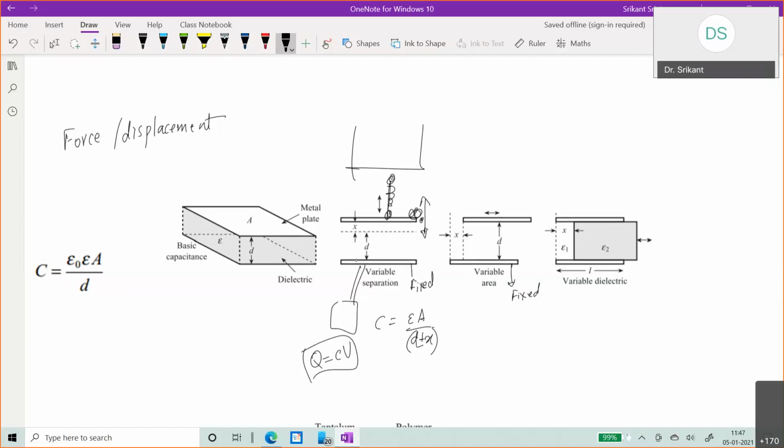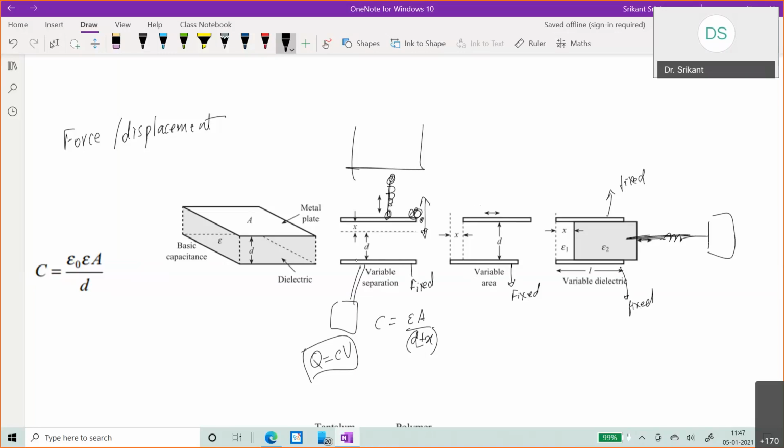The third case is where both the plates are fixed, but you have some solid dielectric in between, and the dielectric is connected through a spring to whatever mechanism you have. As that moves, the dielectric moves in and out, and the effective capacitance changes.